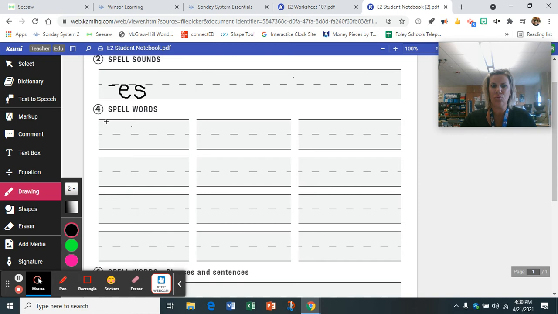T, R. For the A sound, we have A, I. And the N sound, we have N. Remember, when that long A sound is in the middle of a word, it's spelled with A-I, or it's going to end with a magic E. It's going to have an A with a magic E. Today's word, train, has that A-I pattern in it.